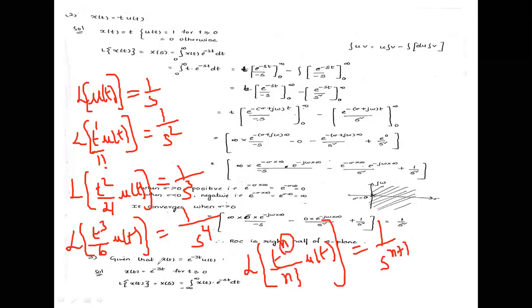Here 1 increases, and here also 1 increases. So the Laplace transformation of t power n by n factorial mu of t is 1 by s power n plus 1. Because here, 1 is there, it is s square; 2 is there, it is a cube; 3 is there, it is 4. So for n we have n plus 1. Got it, my dear students?